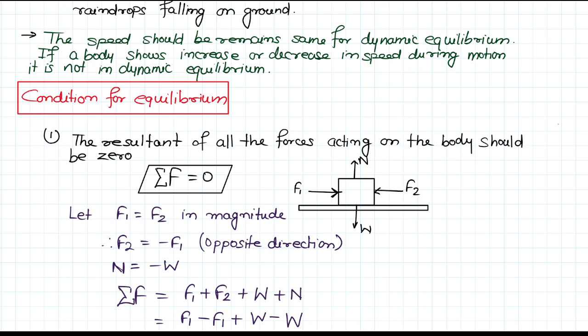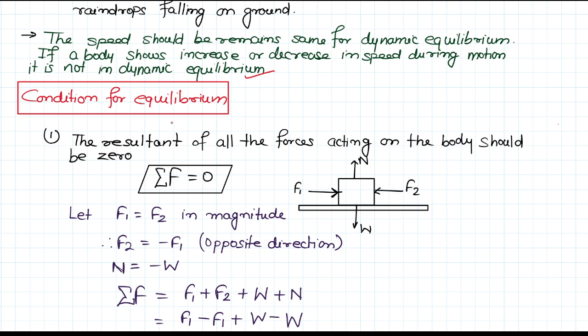If a body shows an increase or decrease in speed during motion, it is not in dynamic equilibrium, right? So if the speed changes, we can say there is no equilibrium during the motion. For example, sometimes the speed is 60, sometimes it is 30, in kilometers per hour or meters per second. So a speed that changes during the motion is not dynamic equilibrium.